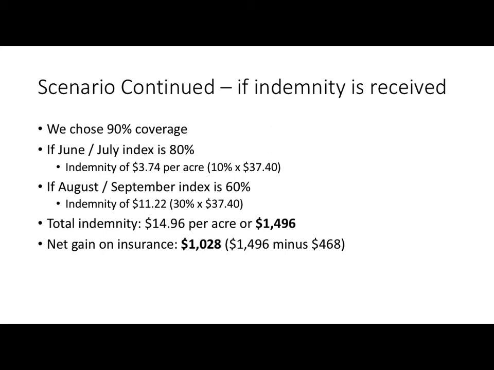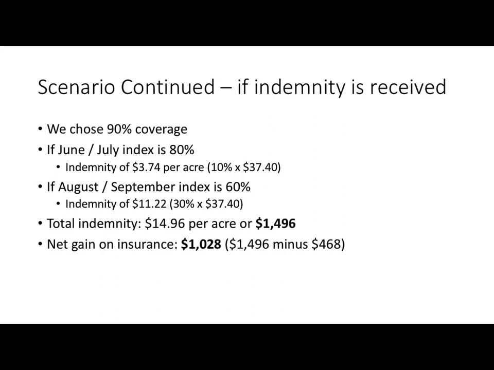So what this means is maybe normal was 10 inches for that 2 month period, and I got 8 inches. Okay, I was 80% of normal. I chose 90% coverage, okay? I got 80% actual, okay? I was 10% below my coverage. My indemnity for that couplet would be 10% of the value I had in there, okay? So 10% of that $37.40, my indemnity per acre would have been $3.74.